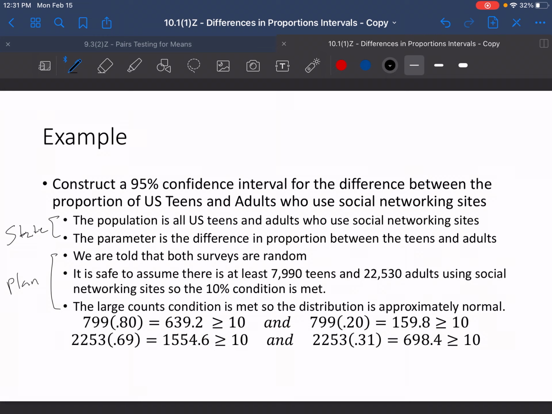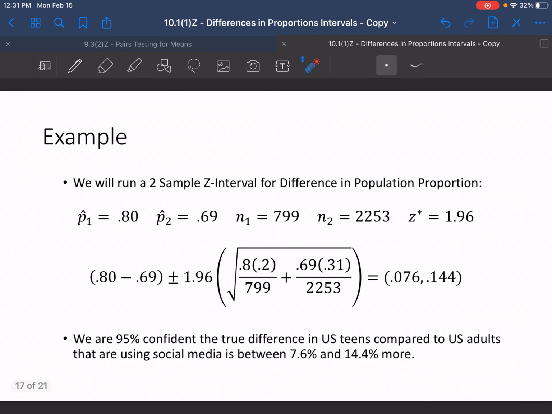In other words, 799 and 2,253 are going to be less than 10% of the total population of teens and adults using social networking sites in this case. And then our large counts condition is going to be met by taking the sample size for both samples and multiplying it by its rate of success and its rate of failure as well. And we know that all of those numbers are going to be way larger than 10, so our large counts condition is met and our distribution is approximately normal.